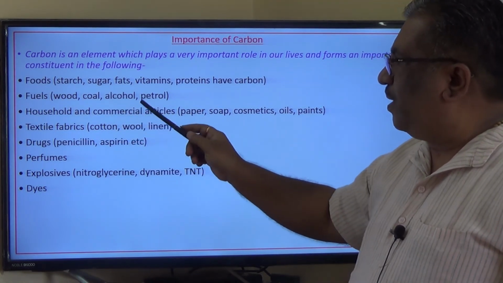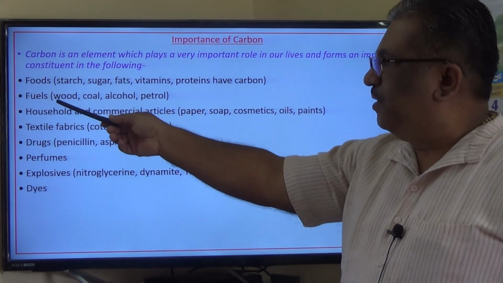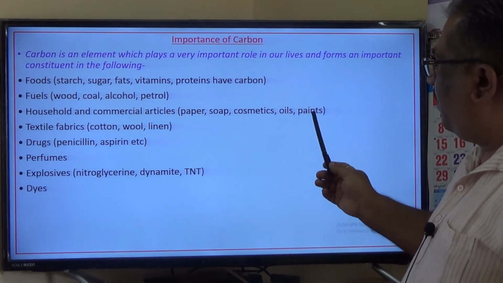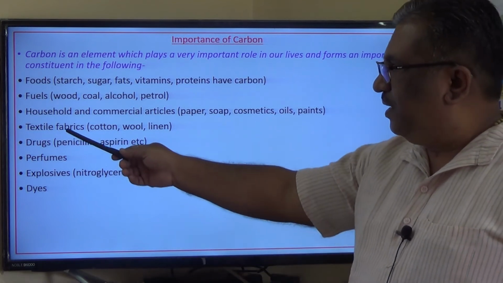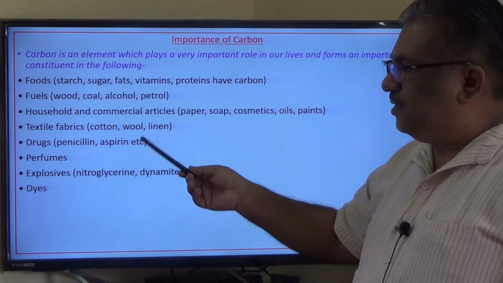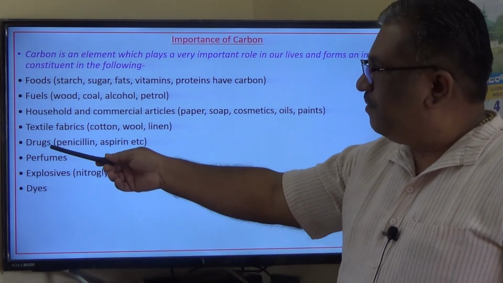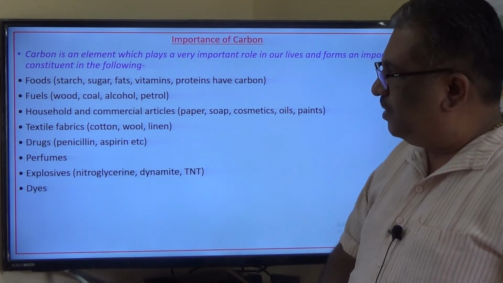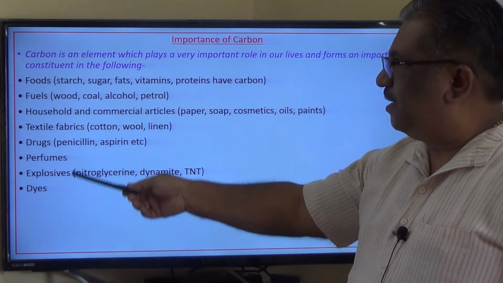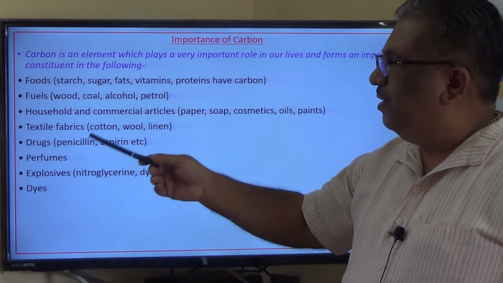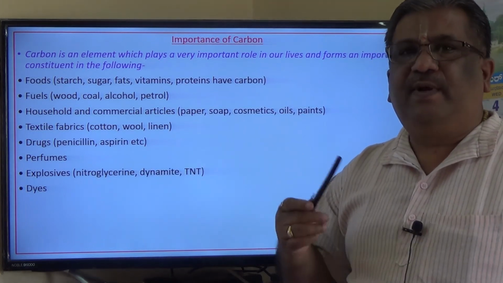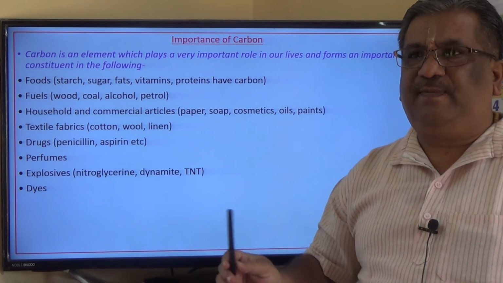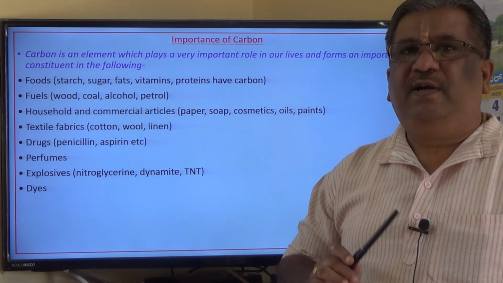Fuels like wood, coal, alcohol, petrol, all these are made up of carbon, or the fuels are also carbon compounds. Household and commercial articles such as paper, soap, cosmetics, oils, paints, all these are carbon compounds. Textile fabrics such as cotton, wool, linen, these are also carbon compounds. Of course, drugs such as penicillin, aspirin, etc., are made up of carbon compounds. Perfumes are also carbon compounds. Explosives, dyes, etc. So all these are the items that we use in our everyday life, and carbon being one of the most important constituents of these, carbon plays a very important role in our daily lives.